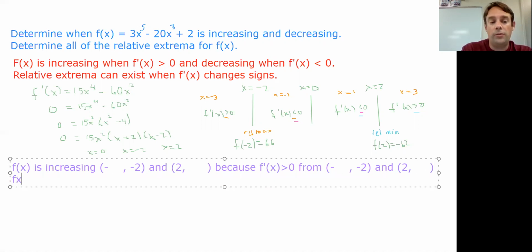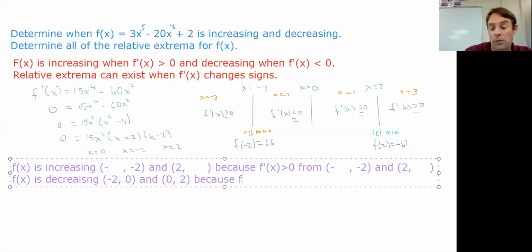F of x is decreasing from, now some people will include 0. I personally like to separate them into 2 different ones, because at 0 it was neither increasing nor decreasing, because we had a critical number equal to 0. But if you put -2 to 2, the College Board won't mark it wrong. I would, but College Board wouldn't. But because it's less than 0 from -2 to 0 and 0 to 2.